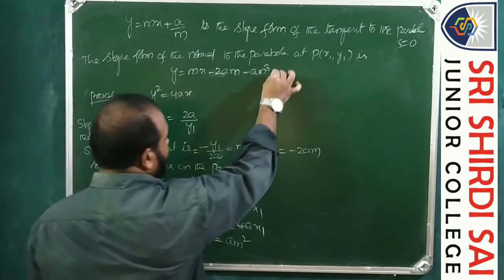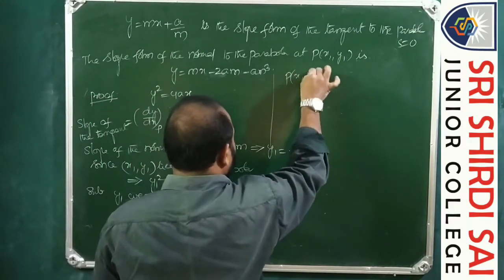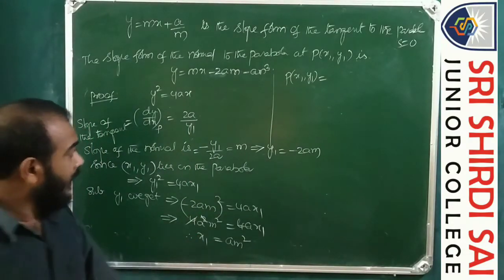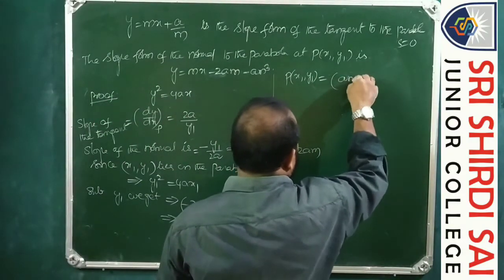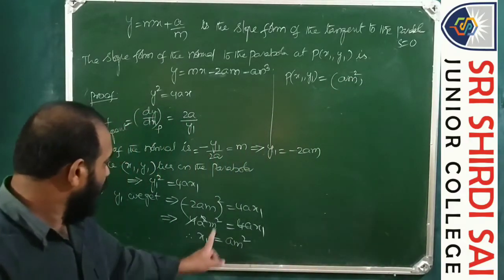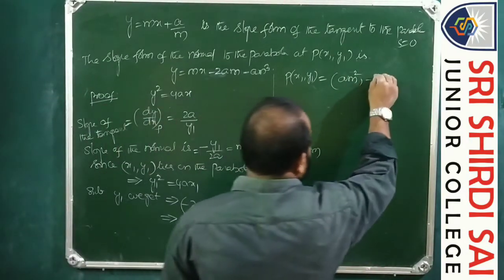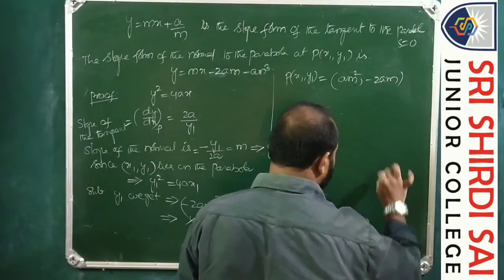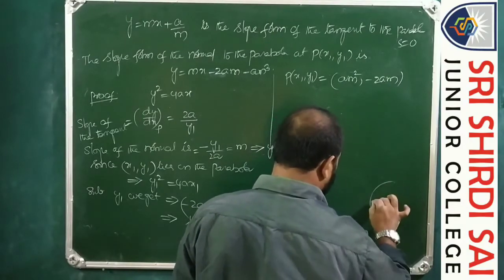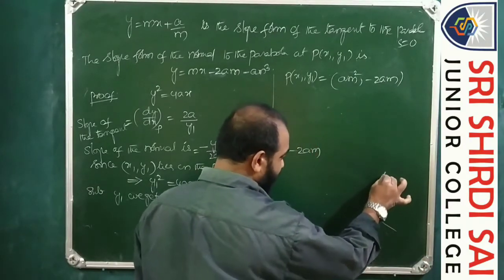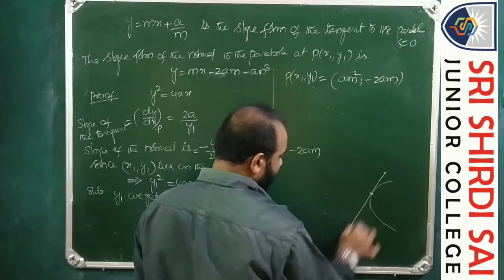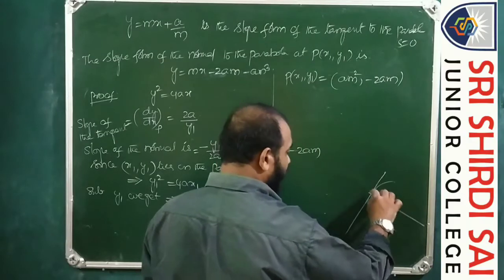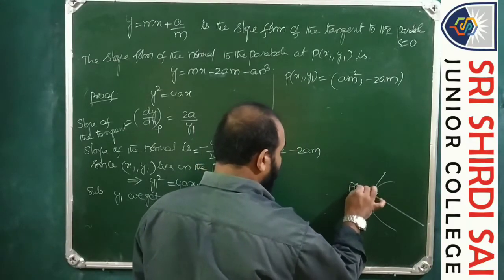Therefore we get P(x1, y1) to be (am², −2am). Now we are trying to find out the equation of the normal. That means the parabola is this. This is our tangent, and this is our normal, the normal at P(x1, y1).